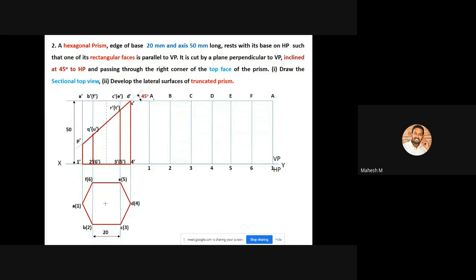So you'll be having 6 cutting points. The first one is P dash. So where is it available? Roll number 1. Yes, sir. Now where is the cutting point P dash available?